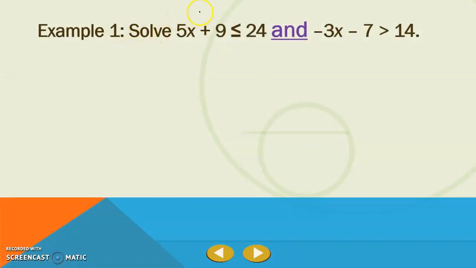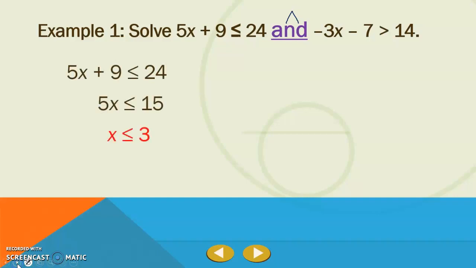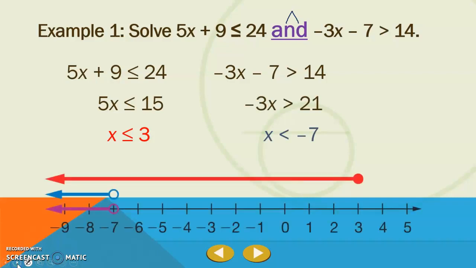Let's take a look at this example. We've solved 5x plus 9 is less than or equal to 24 and negative 3x minus 7 is greater than 14. So this is a conjunction. We're worried about where the two overlap, like in a Venn diagram. First, let's take a look at 5x plus 9 is less than or equal to 24. If we solve for x, we get x is less than or equal to 3. On our other inequality, when we solve for x, we get x is less than negative 7.